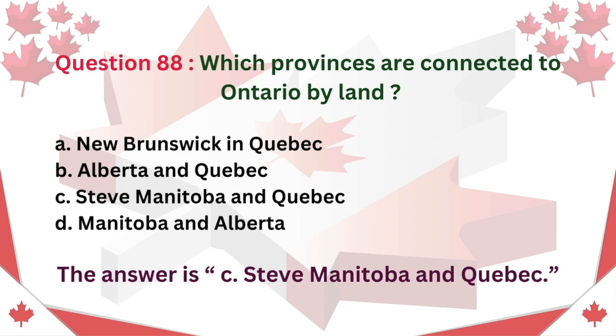Question 88. Which provinces are connected to Ontario by land? A. New Brunswick and Quebec. B. Alberta and Quebec. C. Manitoba and Quebec. D. Manitoba and Alberta. The answer is C. Manitoba and Quebec.